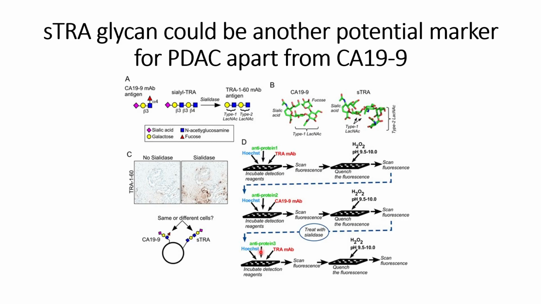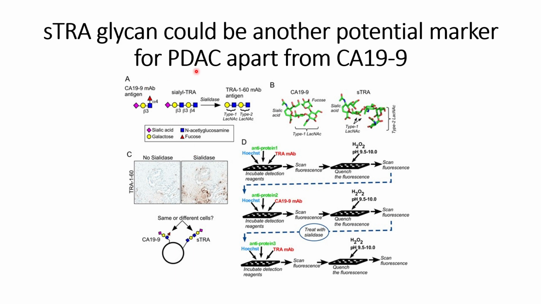For now, they use the anti-protein 3 and again the TRA monoclonal antibodies to check what sialidase-treated glycans are there. In this case they will be able to see the sialidase-treated glycans, and thereafter they can compare these three results to see whether the CA19-9 overlaps with the TRA monoclonal antibodies without sialic acid, or the TRA monoclonal antibodies with sialic acids. So this is the approach that they have used.